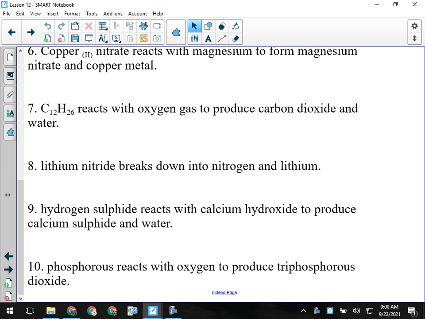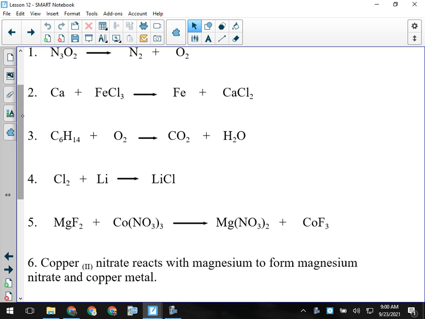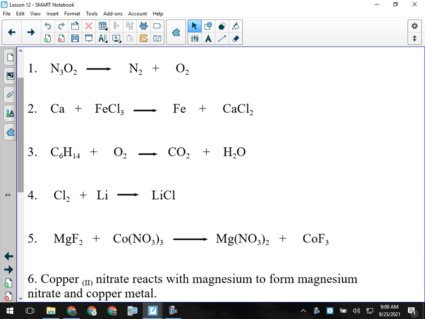So we're going to start out with these five. Whoops, not these five. These five. Okay. So I want you to identify the reaction type, write it out in words, and balance it. See how much we remember from yesterday.